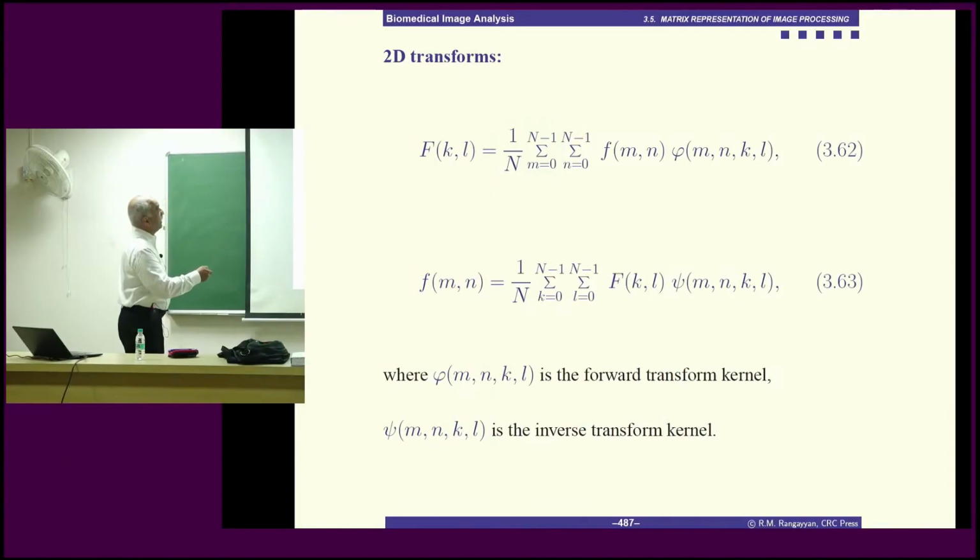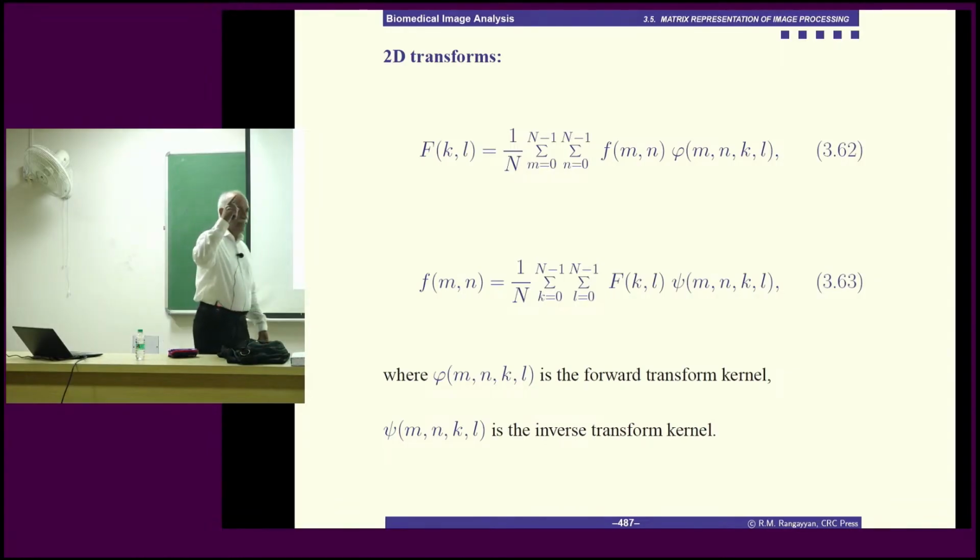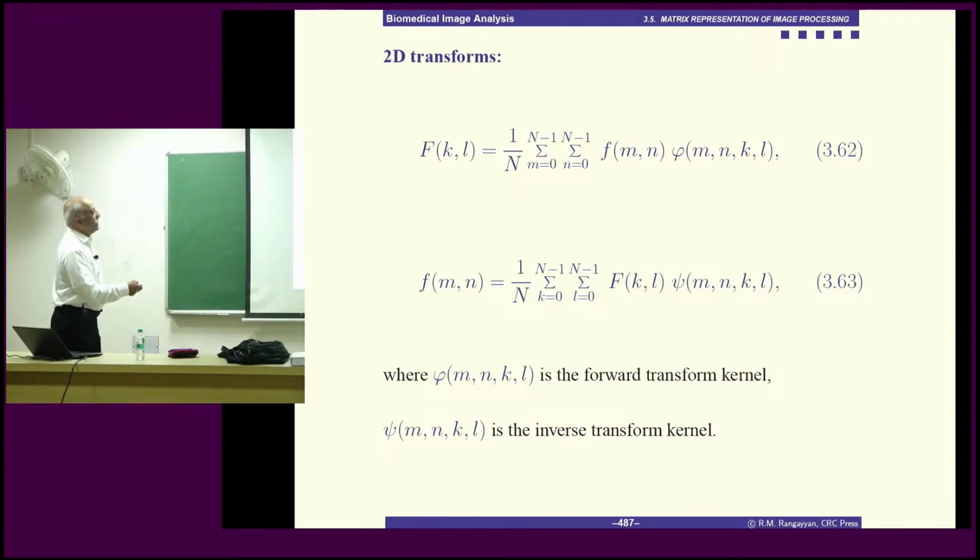So F(k,l) is written as f(m,n) times phi(m,n,k,l). Okay. And f(m,n), the inverse transform, is F(k,l) times some other function psi(m,n,k,l).